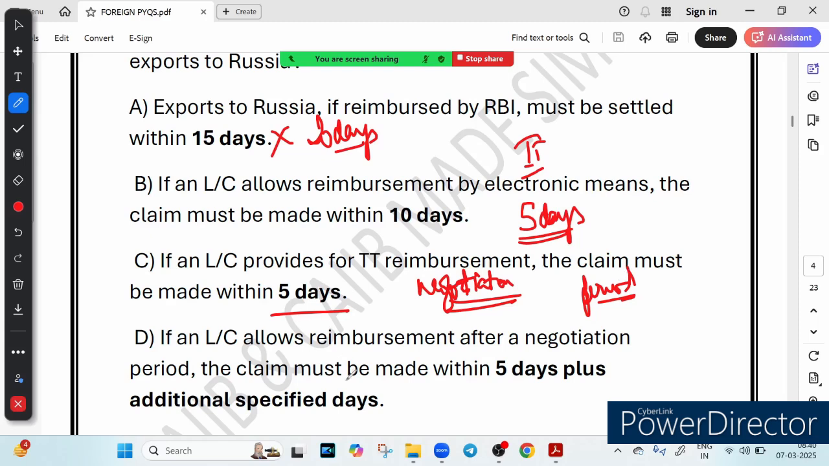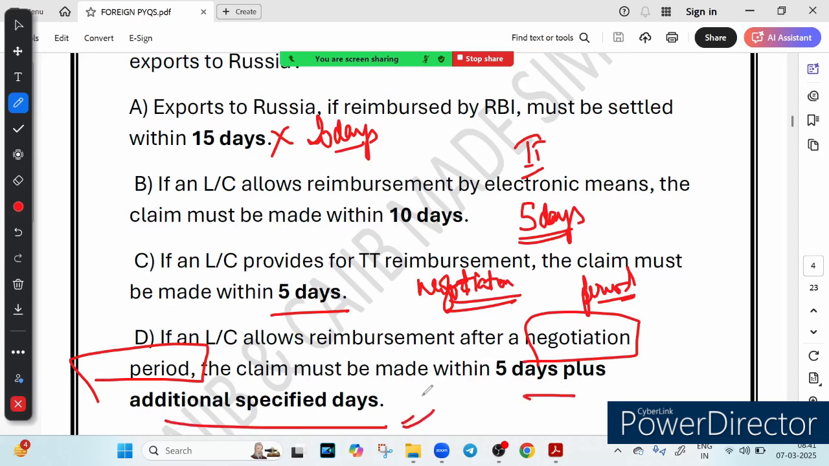And Option D says that if an LC allows reimbursement after a negotiation period, the claim must be made within 5 days plus additional specified days. This is correct because when a negotiation period is involved, here the key point is the negotiation period. Whenever a negotiation period is involved, those extra specified days are added to the standard 5-day timeline for making a claim, right? So there is 5 days plus additional specified days. This is the key point, right? So this makes Option D the most accurate and comprehensive answer. So the correct answer is Option D.